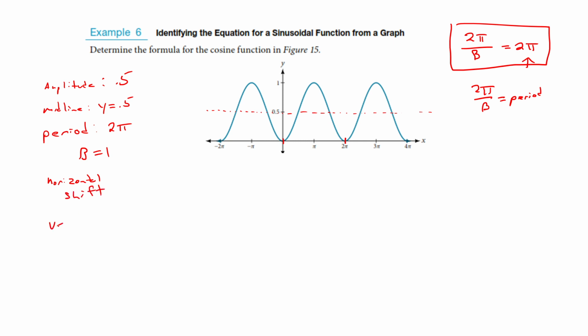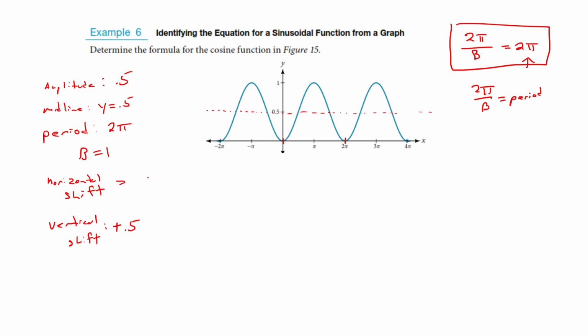Hold on, I'm going to write our vertical shift too. I kind of skipped that. Okay, so our vertical shift, we went up, right? This graph is normally centered around the x-axis, so we've gone up by 0.5. So this has gone up by 0.5, so we're going to have a vertical shift.